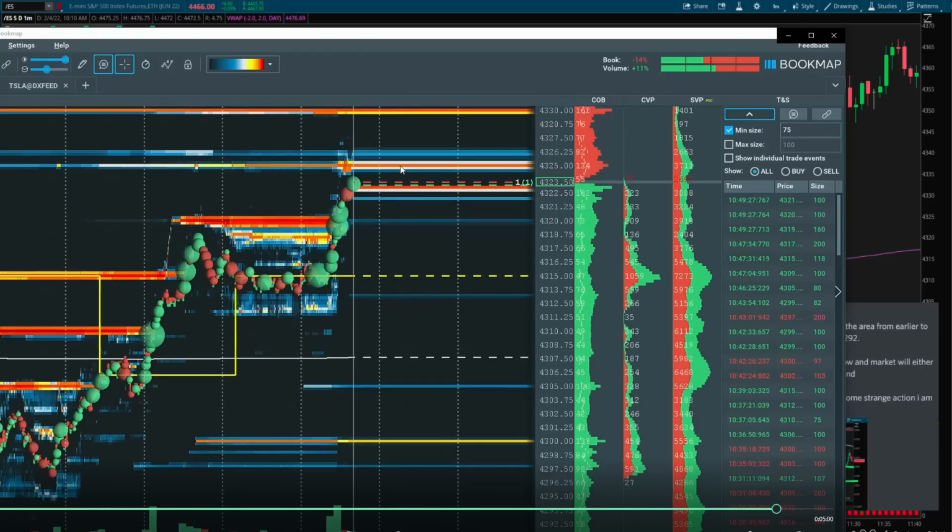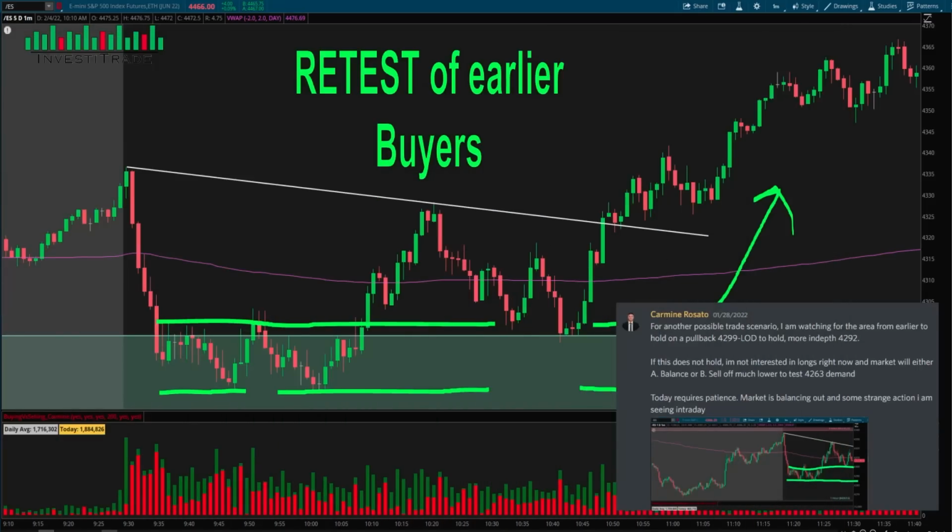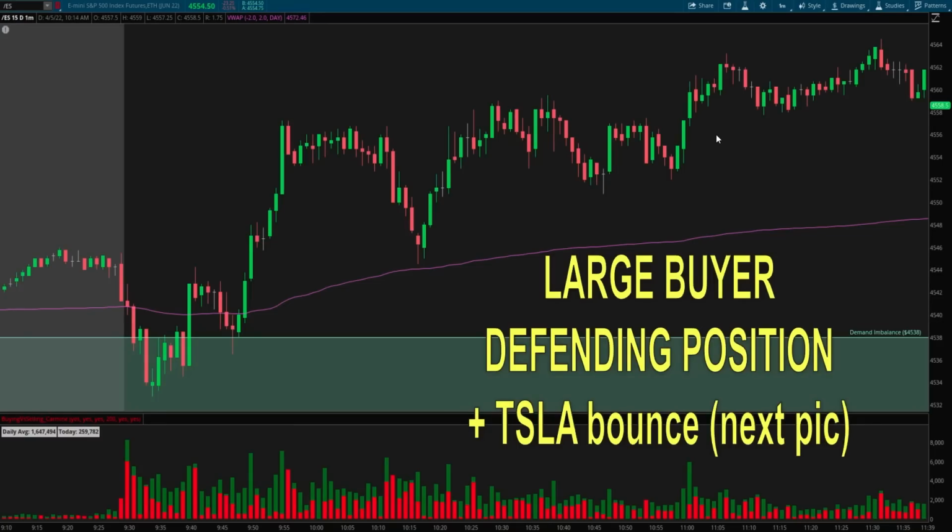See those very large green bubbles? That's supporting our thesis to the upside. And in the Discord, I said a possible trade scenario I'm watching for is for the area to hold on a pullback, 4299, the low of the day. If this does not hold, I'm not interested in longs, as the market will either balance or sell off. We pulled back into this 4299, and we found a nice rally out of that area.